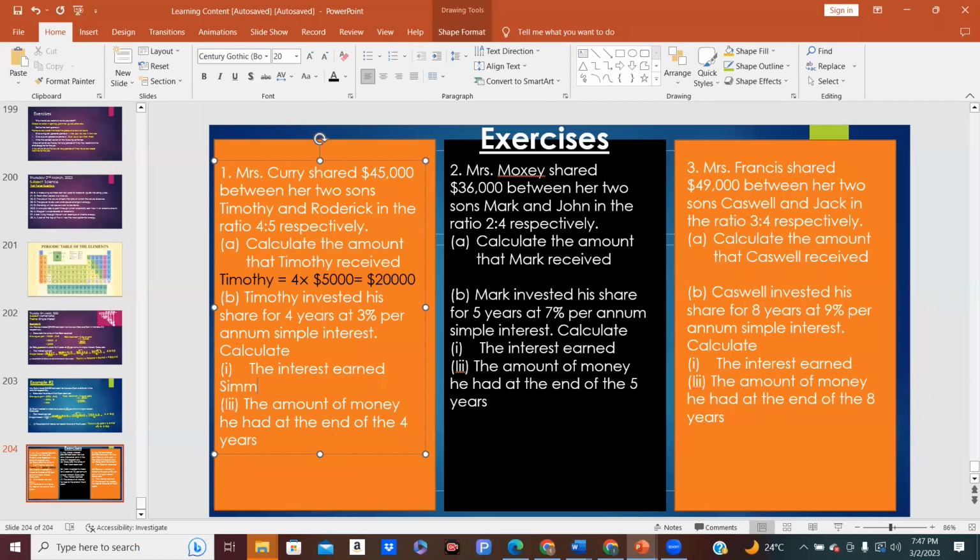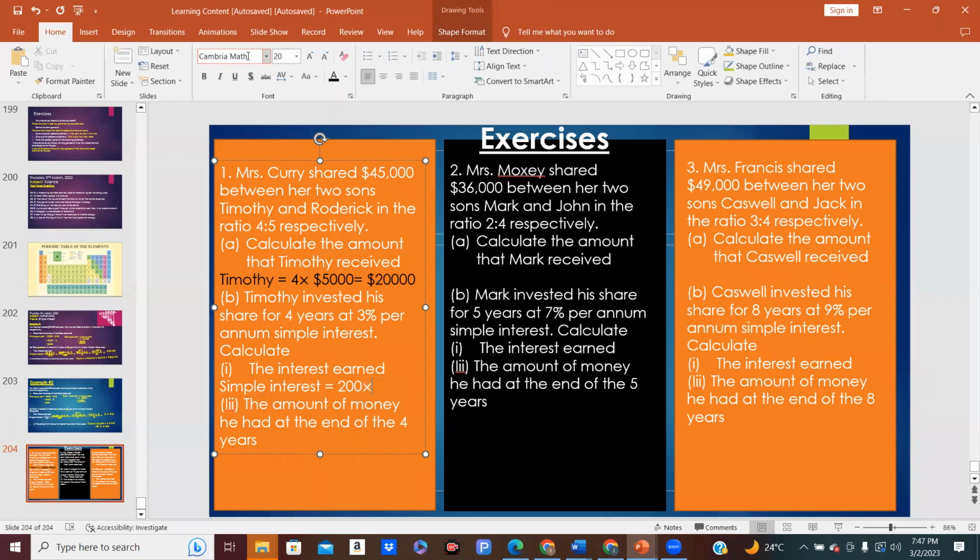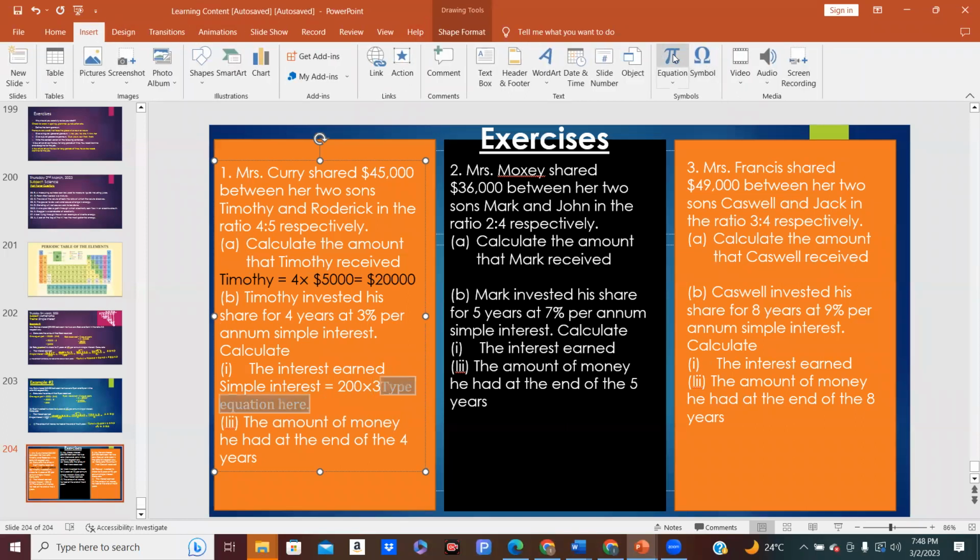Simple interest. Calculate the interest earned. So what you want to do is simple interest, which is P times R times T over 100. So that equals 20,000 times 3 times 4 over 100. So you want to cancel out the zeros, which results in 200 times 3 times 4. And 200 times 3 equals 600. And 600 times 4 equals 2,400.